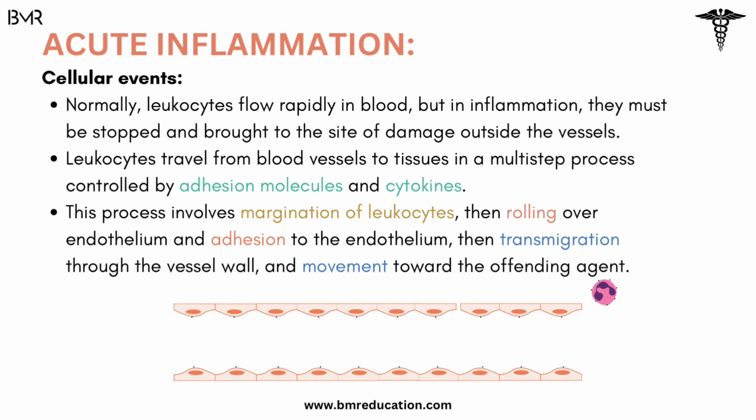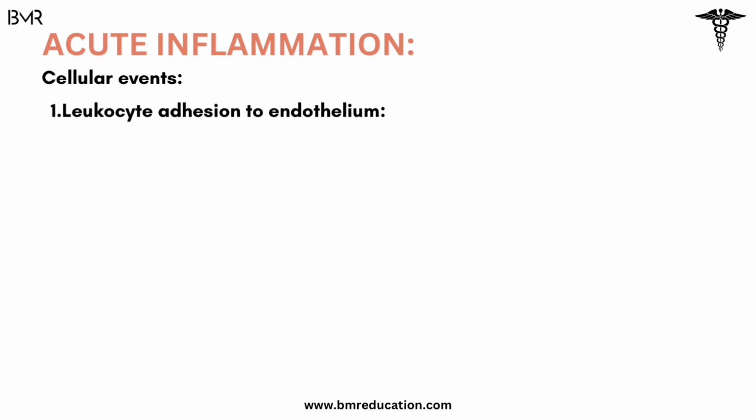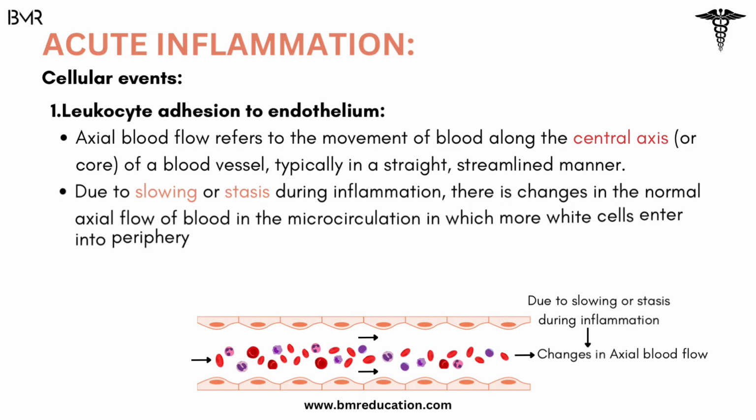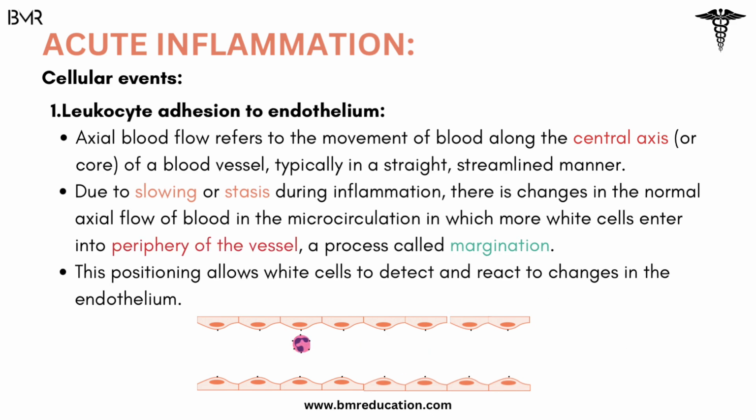Now let's learn the process of cellular events of acute inflammation in detail. Leukocyte adhesion to endothelium. The axial blood flow refers to the movement of blood along the central axis or core of a blood vessel, typically in a straight, streamlined manner. Due to slowing or stasis during inflammation, there are changes in the normal axial flow of blood in the microcirculation, in which more white cells enter the periphery of the vessel, a process called margination. This positioning allows white cells to detect and react to changes in the endothelium.